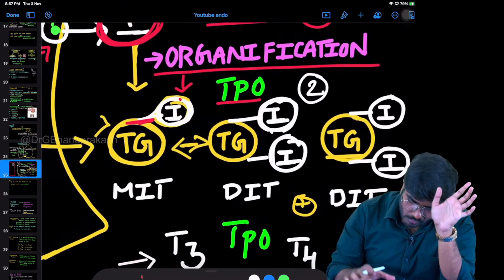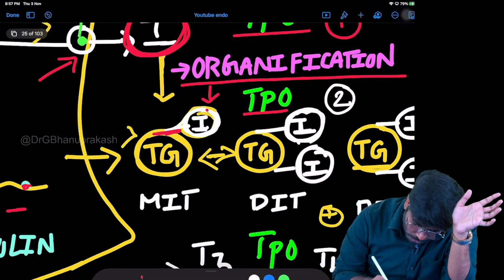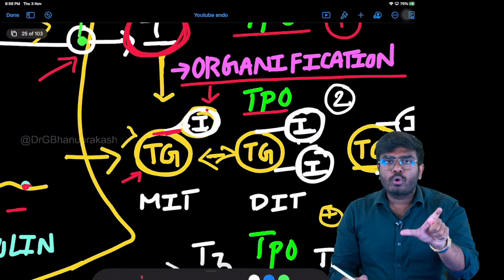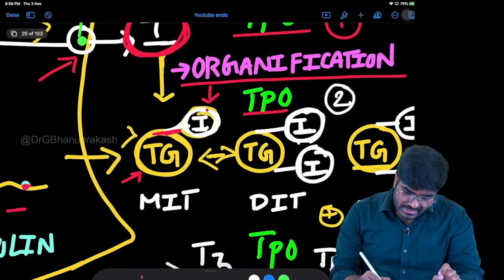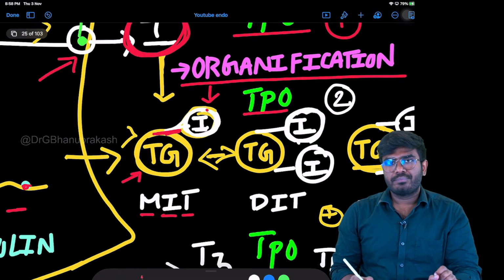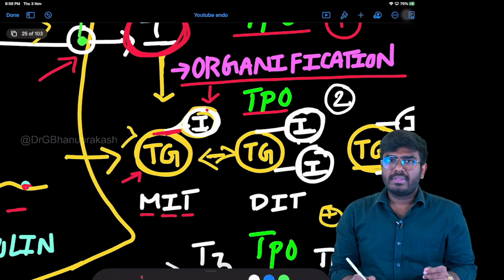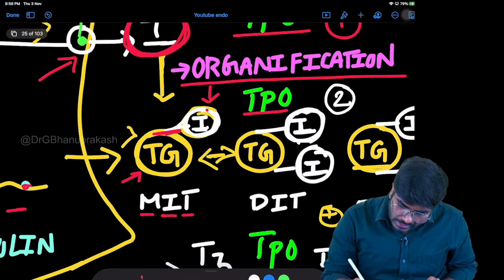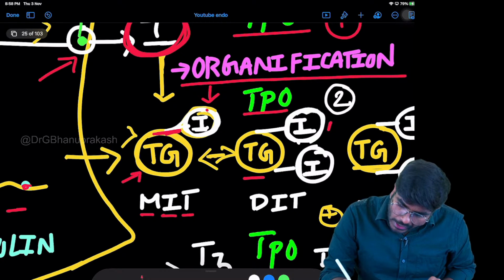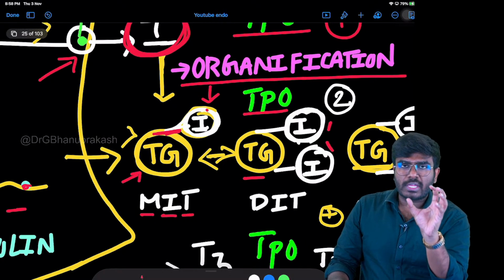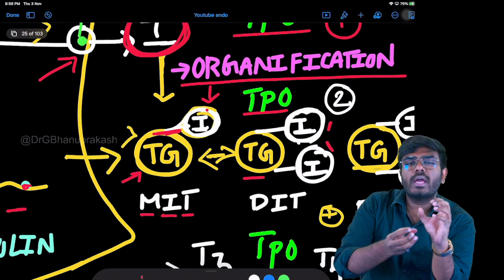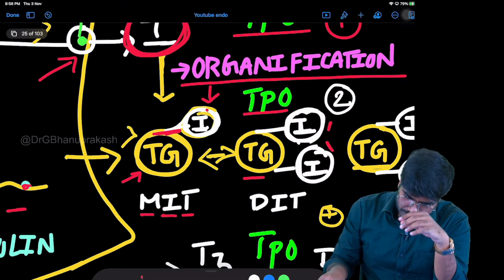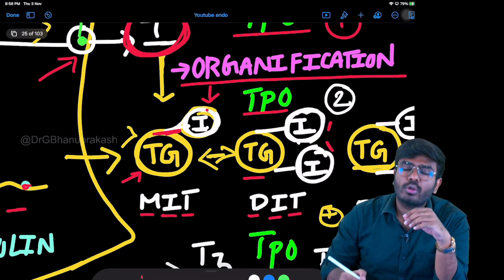Now, what are we left with at the end of the day? Something like this. Here is our thyroglobulin molecule, and it has one iodide ion. This thyroglobulin molecule with one iodide ion is called monoiodotyrosine, MIT, meaning only one iodide ion is there. But sometimes we can also have a thyroglobulin molecule with two iodide ions. Yes, it is possible. This is called diiodotyrosine, DIT.